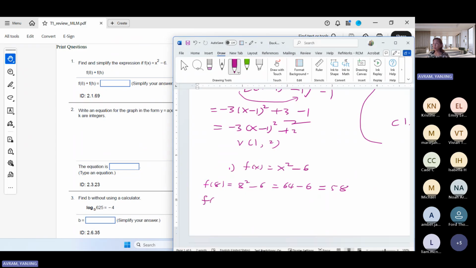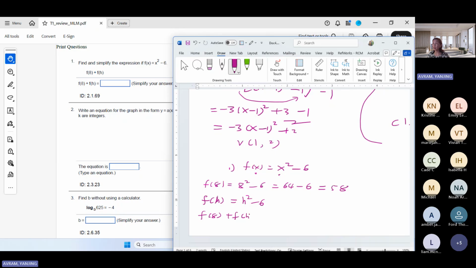And then the second one, you need to find f of h. So for f of h, you just replace whatever x can be changed. So x can be changed to a, x can be changed to h. So this will be h squared minus 6.